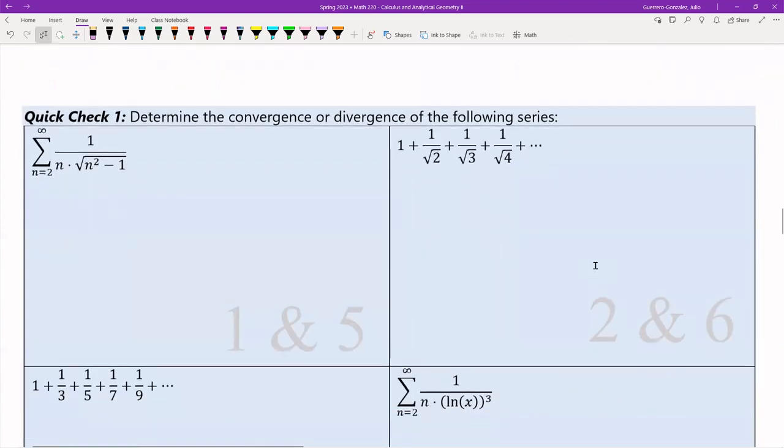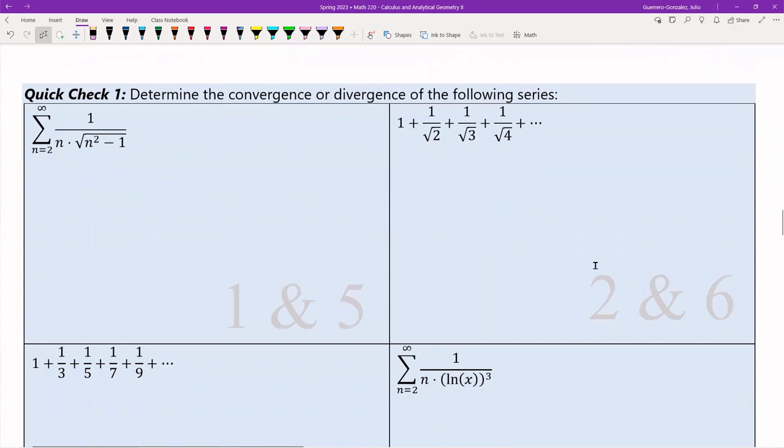Next up is your first quick check for this section. Look at these, determine divergence or convergence. You can use the calculator that I provided you guys to get sort of like a gut feeling for them. That's perfectly fine. Okay? All right.